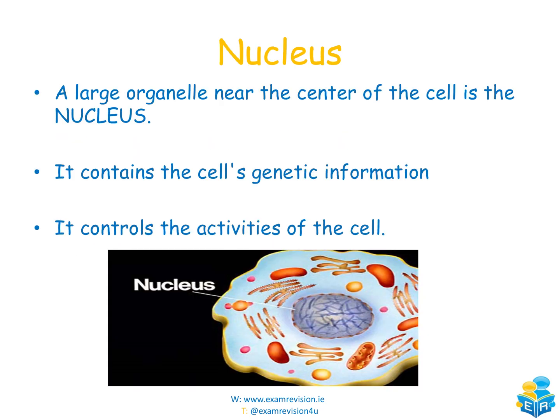Now, the next structure we have is our nucleus. The nucleus is a large organelle near the center of the cell. It contains the cell's genetic information. There is other genetic information found in the cell in very small amounts, but most of the genetic information is going to be found within the nucleus, and it controls the activities of the cell. So it's the control center of the cell.